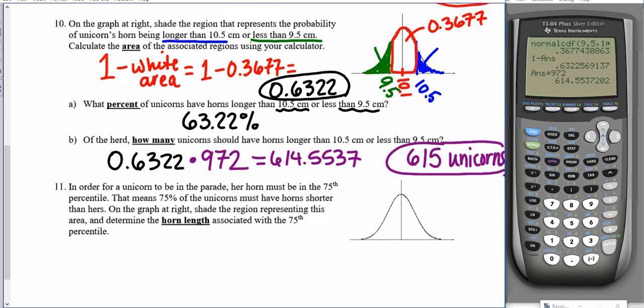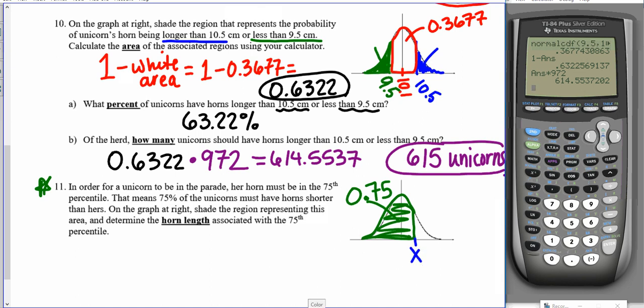Okay, in the last one, it says in order for a unicorn to be in the parade, her horn must be in the 75th percentile. That means that 75% of the unicorns have to have a horn that's shorter than hers. So this area is now 0.75. We want to work backwards to figure out what x is, the length of the horn.